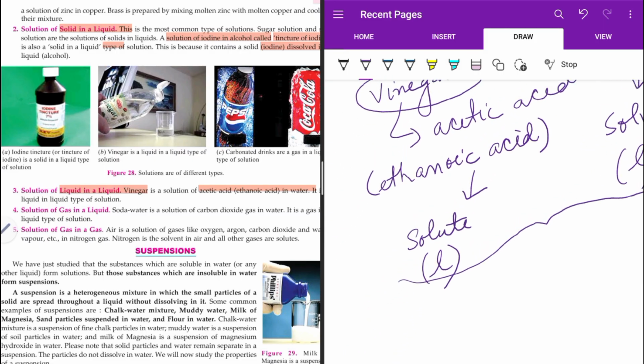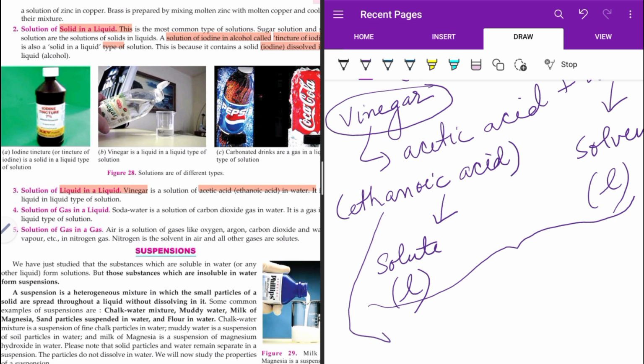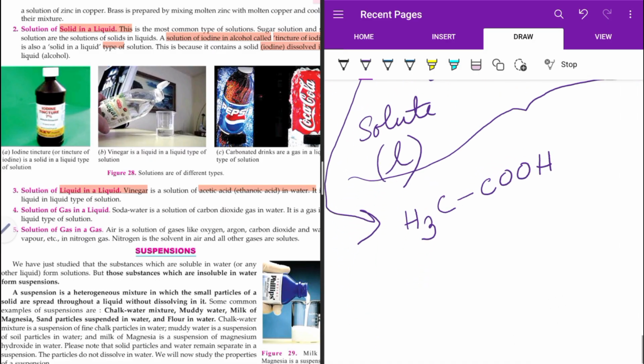And you must see that acetic acid or ethanoic acid has a formula like this. It is CH3COOH. This is the structure of acetic acid, ethanoic acid, containing 2 carbon atoms. So I can say it is C2H4O2. This is ethanoic acid, CH3COOH. Next, solution of gas in liquid.